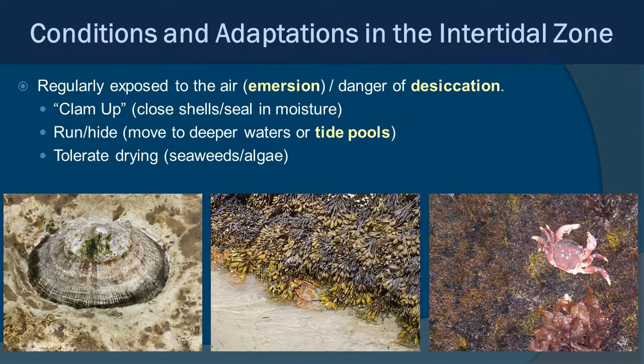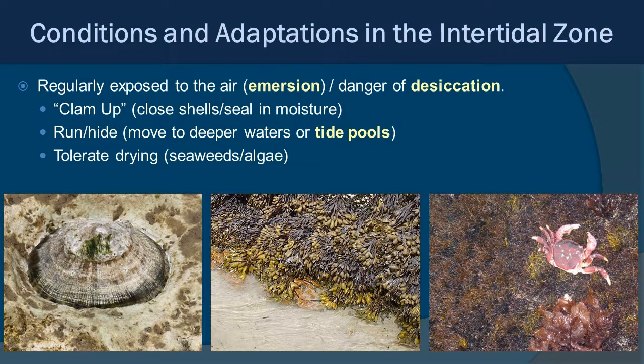Now, like I mentioned before, the conditions within the intertidal zone can be relatively stressful. They are regularly exposed to air, which is also known as emersion, and that provides a lot of danger in terms of desiccation, which means drying out. So if you think about it, marine life that are used to being underwater, if they're exposed to air and they lose too much moisture from their bodies, that can be a bad thing. So there are various types of adaptations that different marine life have developed to combat this particular problem.